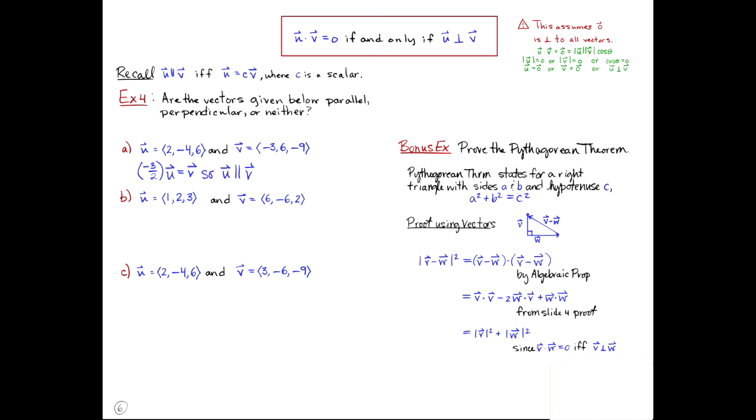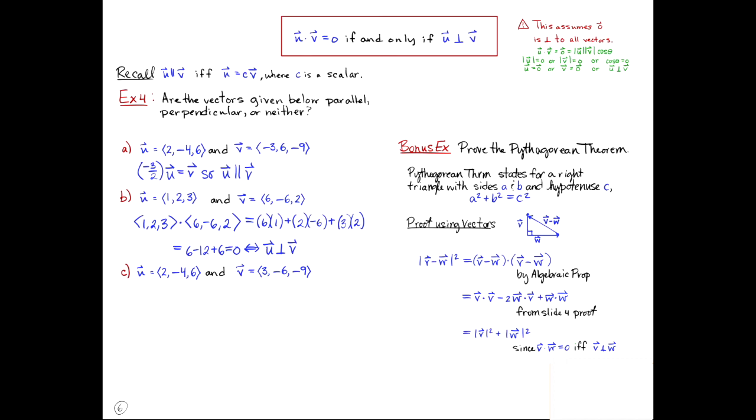But let's look at their dot product. The dot product of 1, 2, 3 with 6, -6, 2. And that gives us 6 times 1 plus 2 times -6 plus 3 times 2, which is equal to 6 minus 12 plus 6, which is 0. And so since the dot product is 0, that tells us that our vectors u and v must be perpendicular.